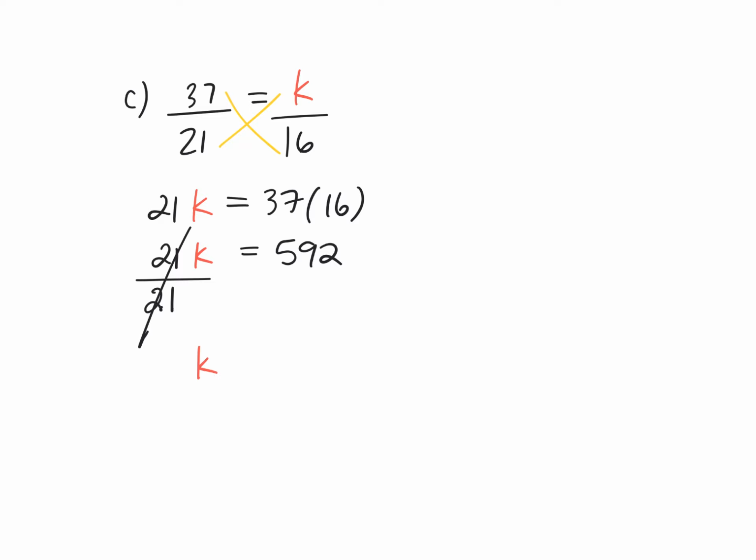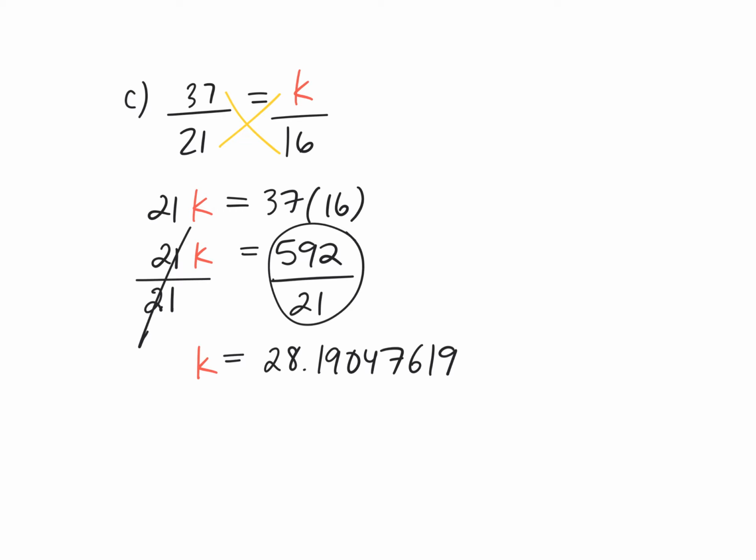Because I'm trying to get k by itself, so I have to take 592 and divide by 21. What is 592 divided by 21? 28.190476619. So for this question, actually, we should have just put this in lowest terms as a fraction.